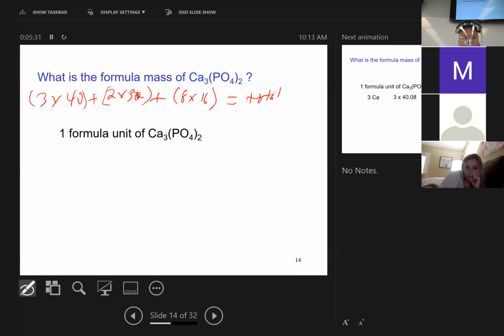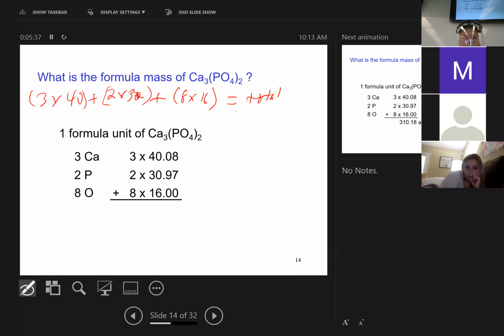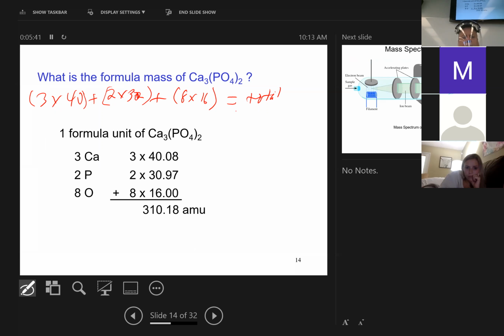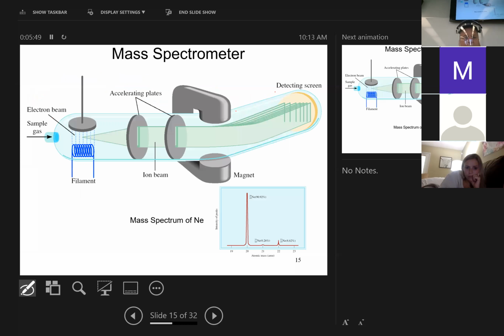1 formula unit there: 3 times calcium, 2 times that, 8 times 16, 318.18 AMU. And that is grams per mole as well. Now a mass spectrometer is used essentially to determine the mass of the individual atoms, and we talked about that before. So formula mass.